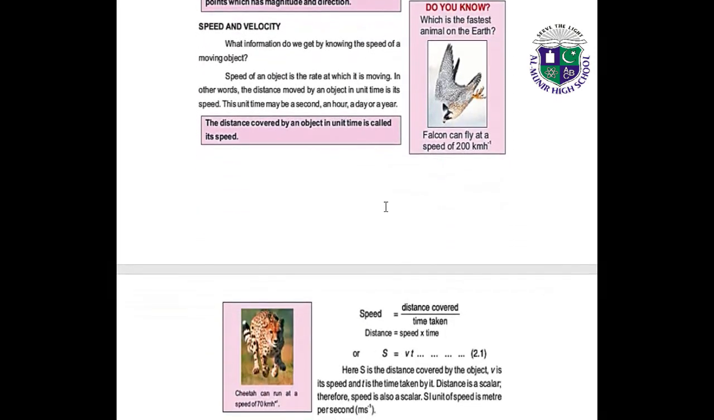What is speed? What information do we get by knowing the speed of a moving object? So speed is the distance covered by an object in unit time. Do you know which is the fastest animal on the earth? Falcon can fly at a speed of 200 kilometers per hour.